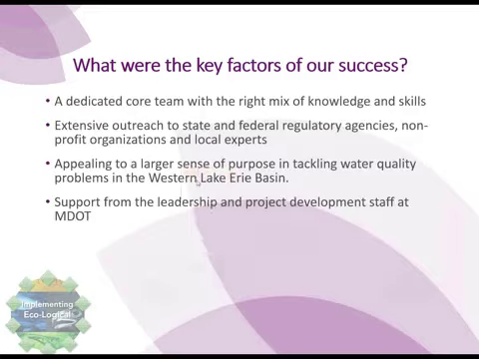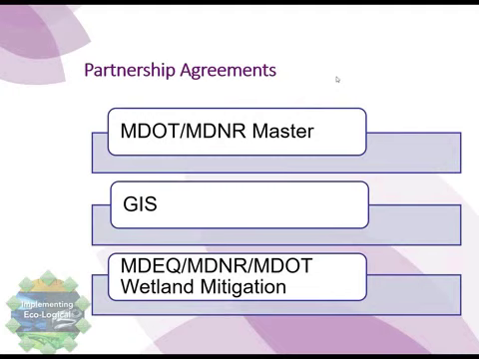Previous. A little wrinkle. Partnership agreements that came out of our SHARP 2 ecological program. MDOT has negotiated a master partnership agreement with the Michigan Department of Natural Resources. This agreement has created a steering committee that meets twice a month. The steering committee works to break through bureaucratic barriers to further our partnership.